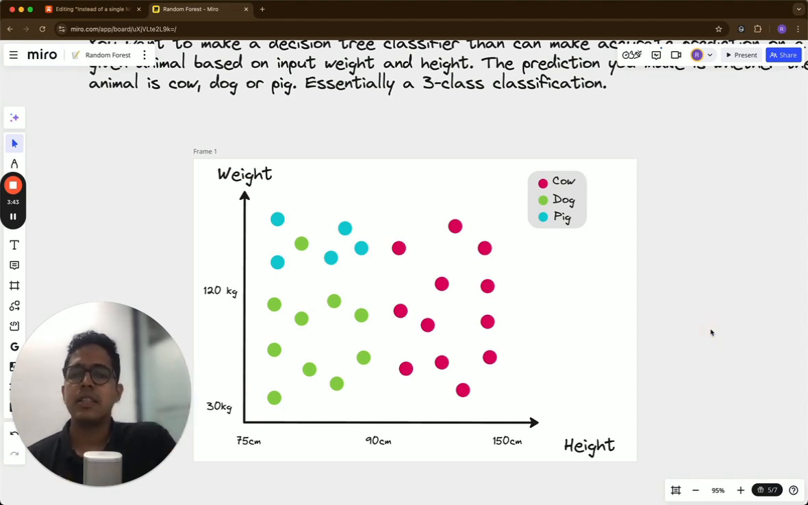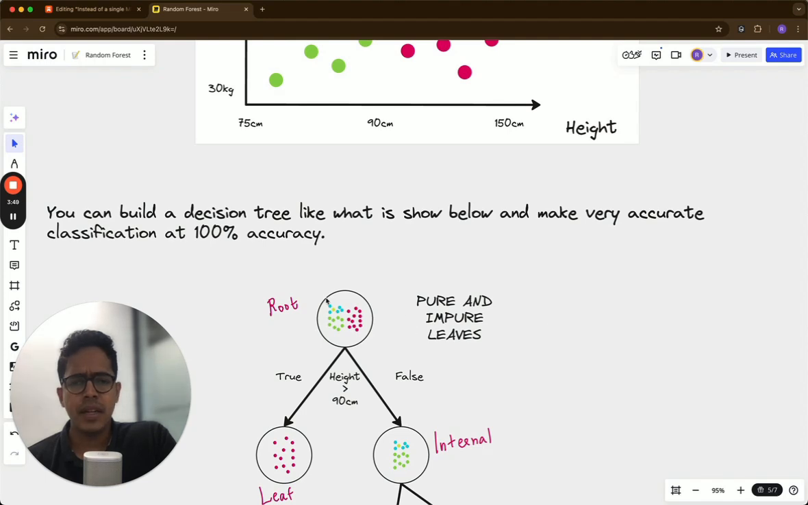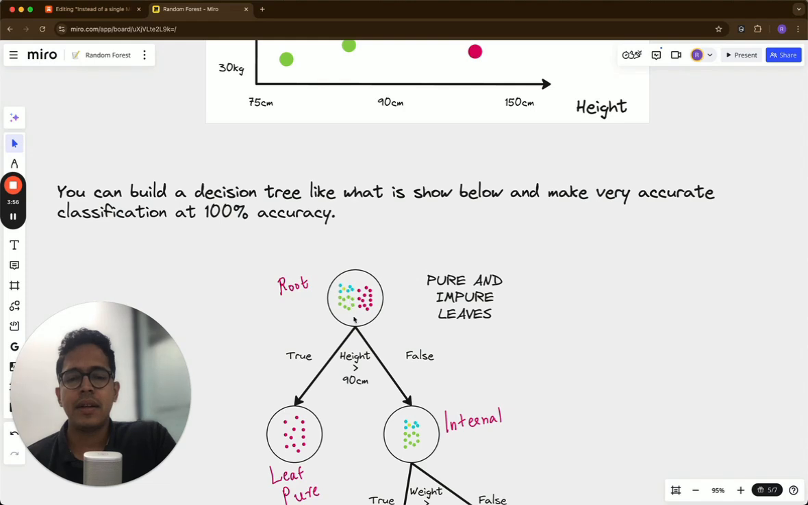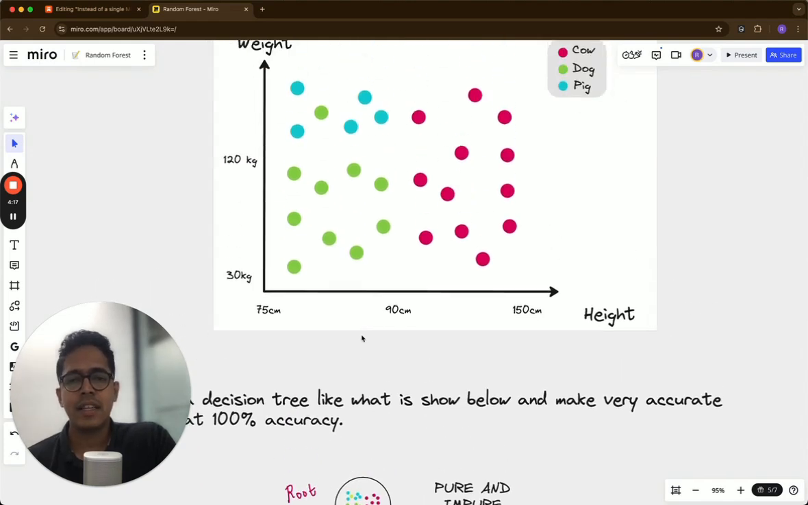We can perform the classification using a decision tree, where you start with a first node. In the first node, which is also called the root node, the entire data set is available. Then you decide how to split this node into two children, basically two child nodes. And for splitting, you are selecting one feature and a threshold for that feature. And here the best feature to use, which I will explain why, is height, and the threshold is greater than 90 centimeter.